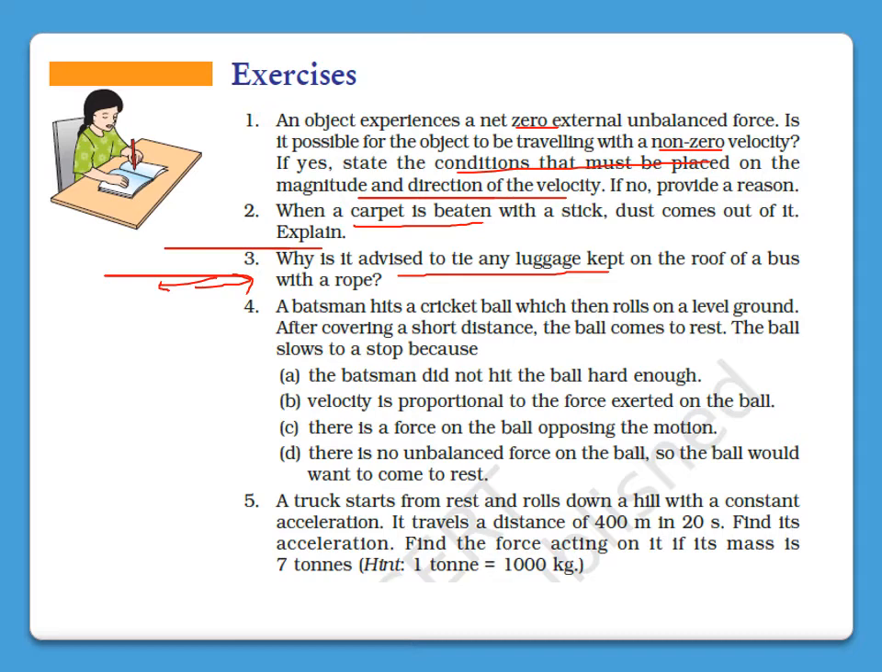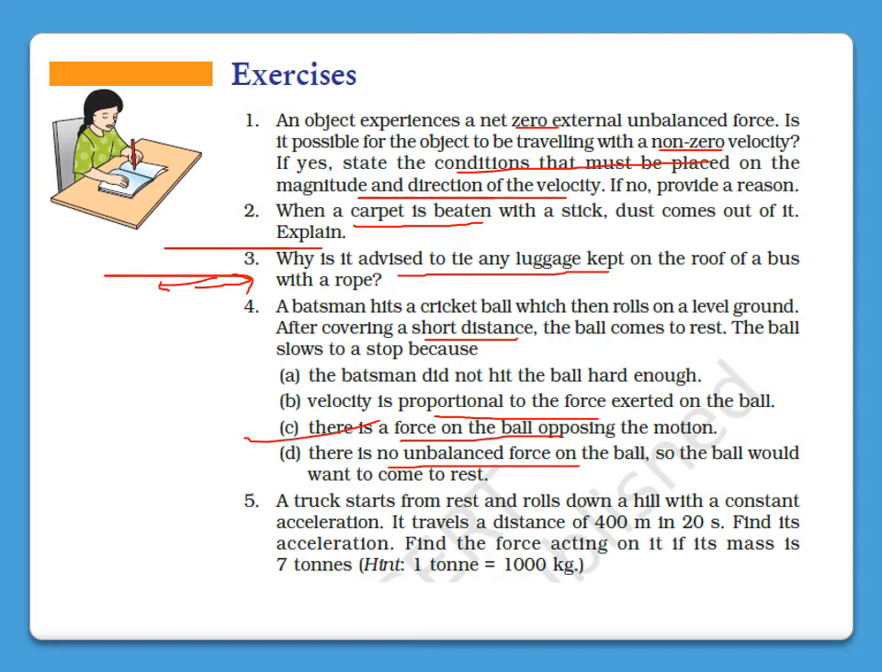Okay. The fourth question is, a batsman hits a cricket ball which then rolls on level ground. After covering a short distance, the ball comes to rest. The ball slows to a stop because, there are four options: the batsman did not hit the ball hard enough; velocity is proportional to the force; there is a force on the ball opposing the motion; there is no unbalanced force on the ball, so the ball would want to come to rest. Now, which is the correct answer? The correct answer is C.